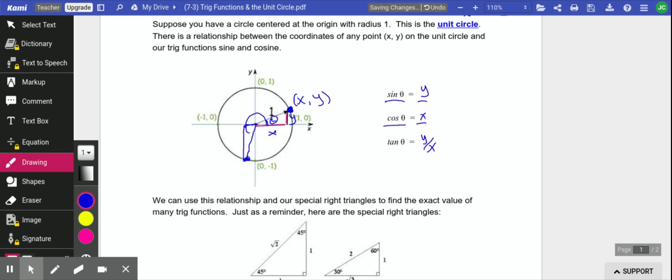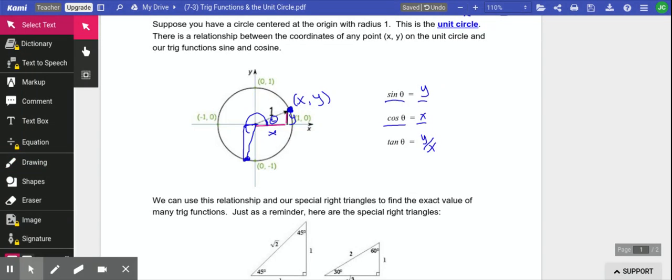Okay, so we're going to kind of play around with that a little bit. To do that, we need to remember our special right triangles.